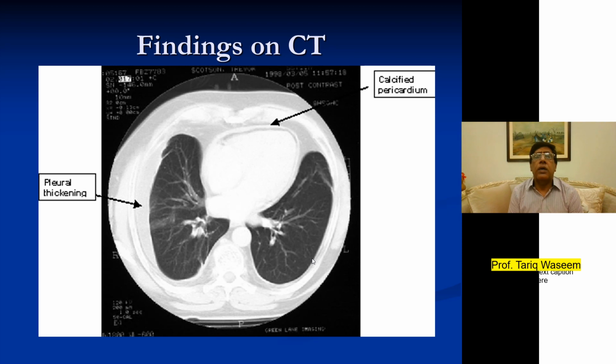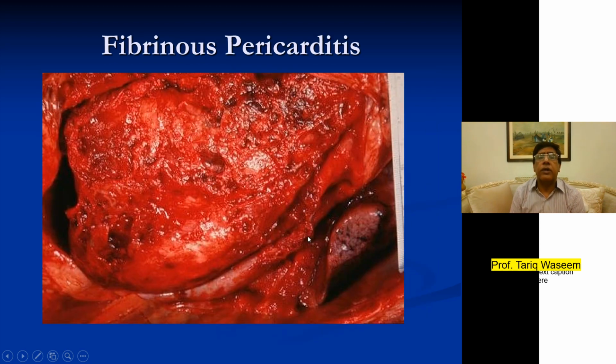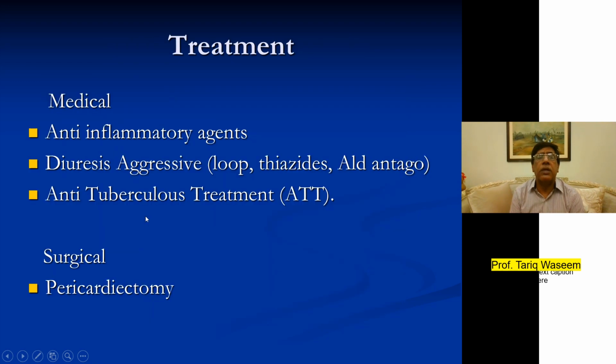Now this is again a CT scan which shows the same, that you have this thickened pericardium with a very small rim of pericardial effusion around it, and look at the lung fields, which are otherwise very clear. If you operate and open up, what you notice is that there is a very thick pericardium, and there is a lot of fibrinous material all around the heart, which is visible.